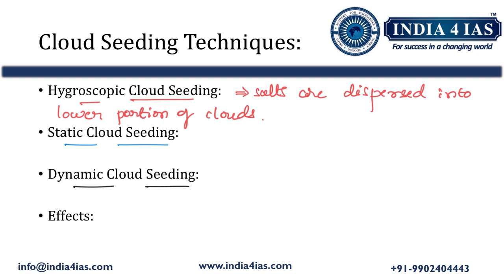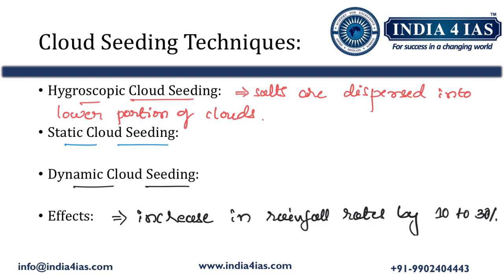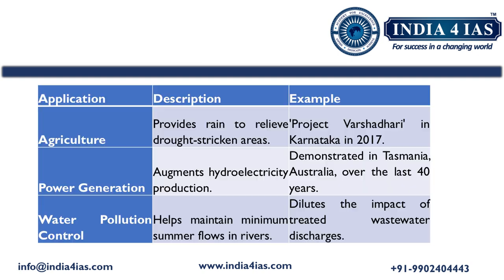Then coming to the effect or impact of the cloud seeding techniques is an increase in the rainfall rates by 10 to 30% annually. So now we will look into the applications of cloud seeding. So the first one is in the field of agriculture. It provides rain to relieve drought-stricken areas. Example for this is Project Varshadri in Karnataka.